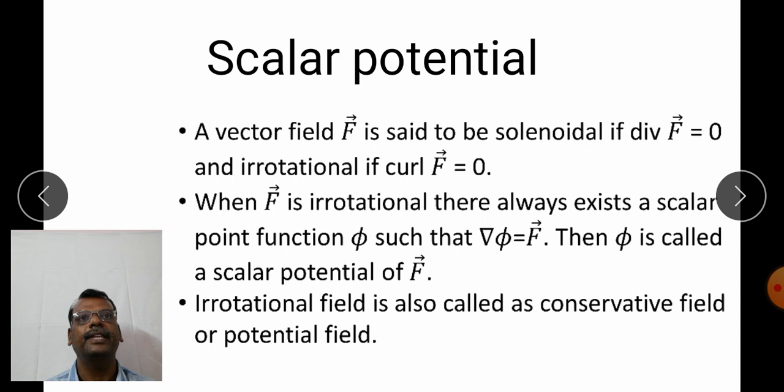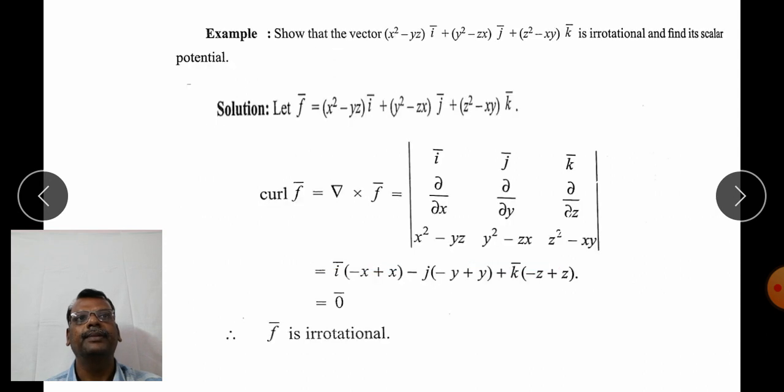Now we have to define the scalar potential. When F bar is irrotational, there always exists a scalar point function pi such that del pi is equal to F bar, then pi is called the scalar potential of F bar. And an irrotational field is also called a conservative field or potential field.